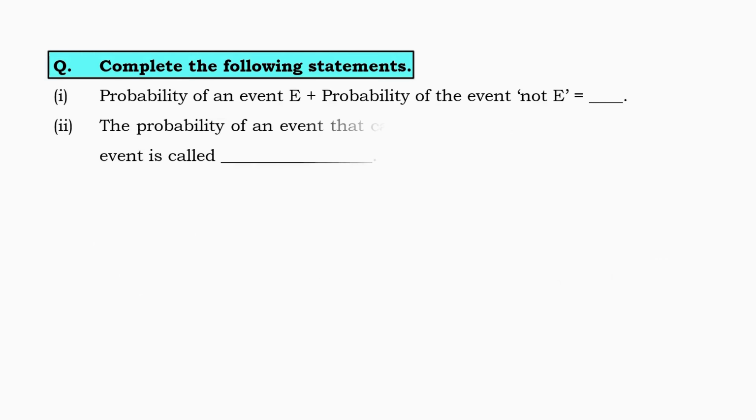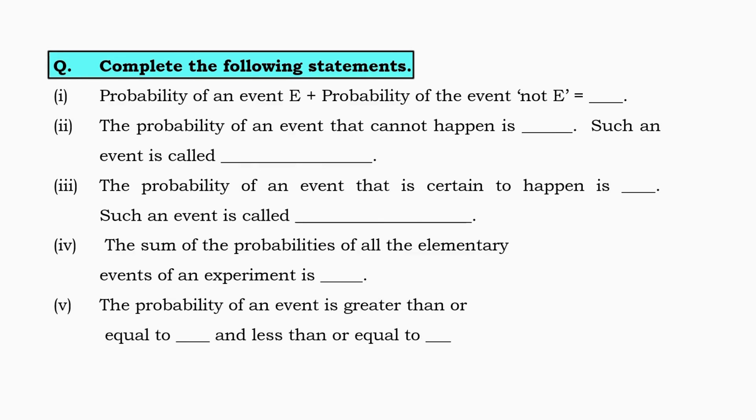Okay, so now let us take some questions. Complete the following statement. Probability of an event E plus probability of the event not E, that is the complement of E. You already learned that the probability of an event plus the probability of its complement is always equal to 1. The probability of an event that cannot happen. That cannot happen means it is impossible, right? So the probability of that type of event is 0, and such an event is called an impossible event.